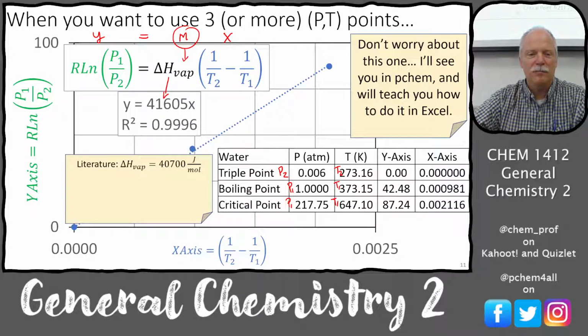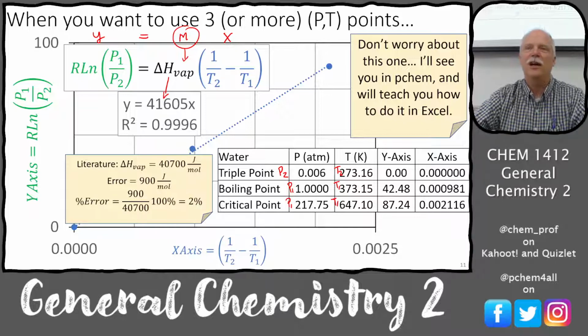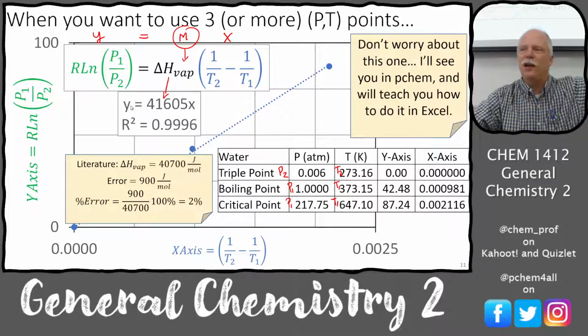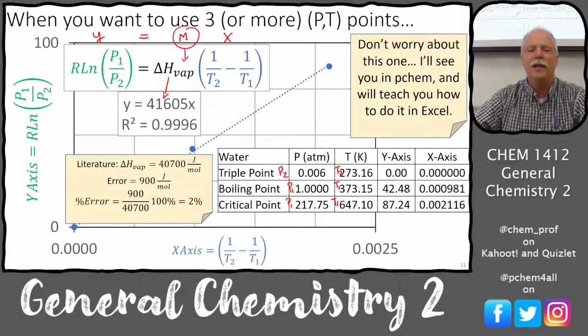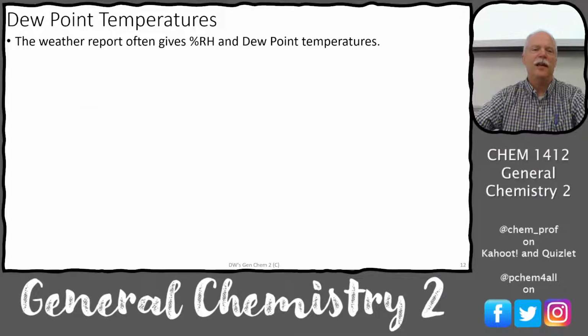Okay, so let's look at the percent error. Our literature value was 40,700. The difference between 41,605 and that is 900, and that's about 2% error. So our error improved analyzing using 3 points. If we had 5 points, it would be even better. In fact, that's probably where that literature value came from, is using lots of points. Okay, so again, this is just foreshadowing. We could take this equation and make it a little more complicated in its analysis, but that's when computers become really useful. Okay, so this now is back to the news report.